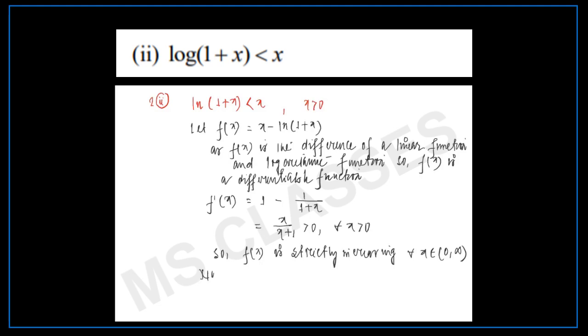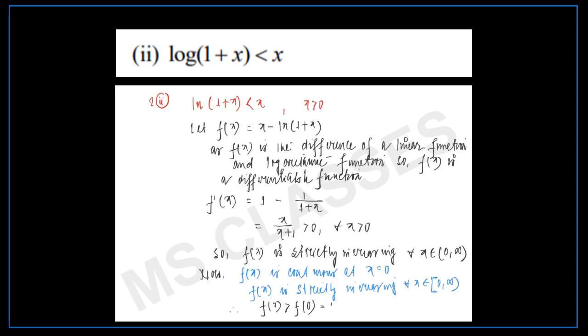Now f(x) is continuous at x equal to 0, because f of 0 we get 0. Here the limiting value at x equal to 0 will also be 0. So we say that f(x) is strictly increasing for all x belongs to [0, infinity), and therefore f of x is greater than f of 0, which is 0, and this implies x minus ln(1 plus x) is greater than 0, and this implies x is greater than ln(1 plus x) when x is greater than 0.